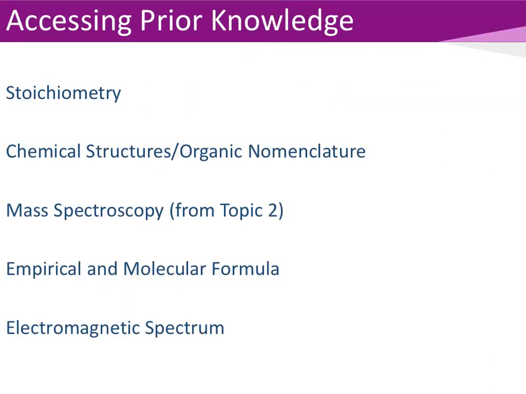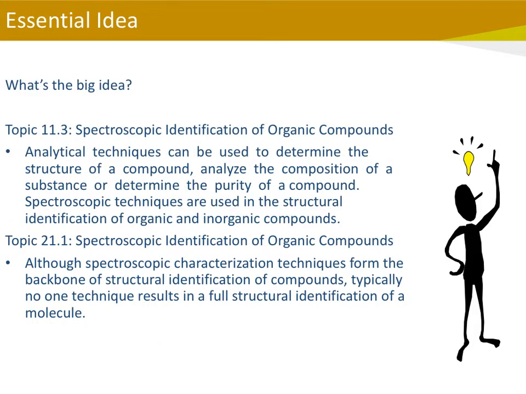In terms of accessing prior knowledge, there are some things that will be helpful. Stoichiometry, kind of just remembering mole ratios for equations, chemical structures and organic nomenclature, mass spectroscopy from topic 2, we studied it a little bit, empirical and molecular formula determination, and the electromagnetic spectrum from topic 2 as well. This is actually combo standard level, higher level material, all the kind of the sequencing of spectroscopy together.